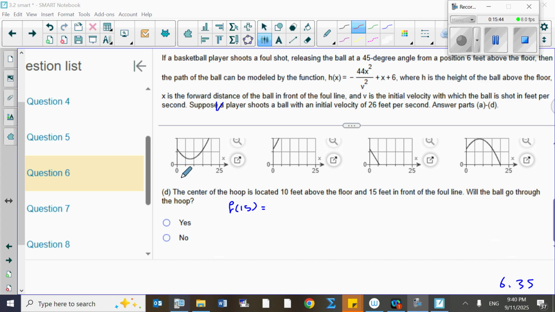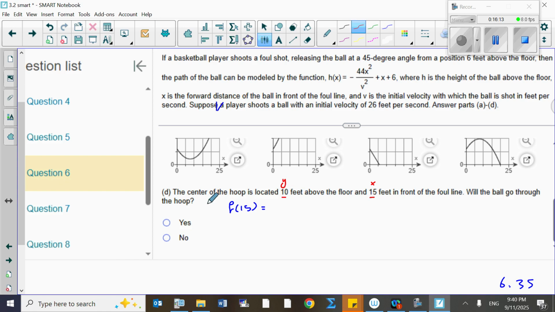Part D of the question is asking us if the center of the hoop is located 10 feet above the floor and 15 feet in front of the foul line, will the ball go through the hoop? So this time, I know this 15 is basically my x value, and 10, because it's talking about the height, 10 feet above the floor, so this is the y value. This is x, this is y.